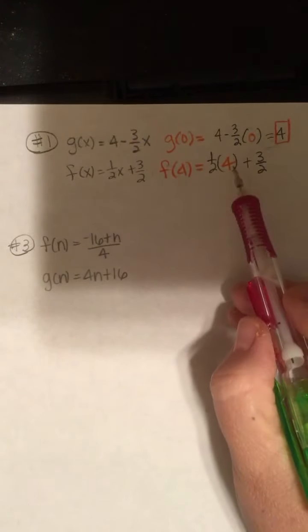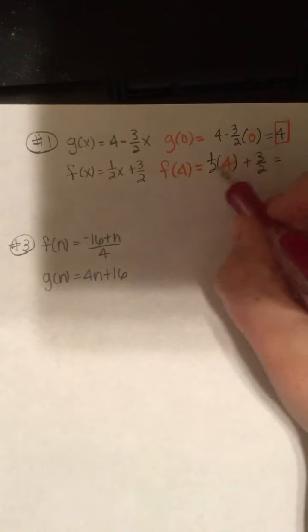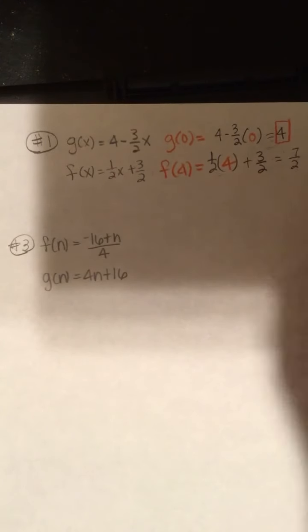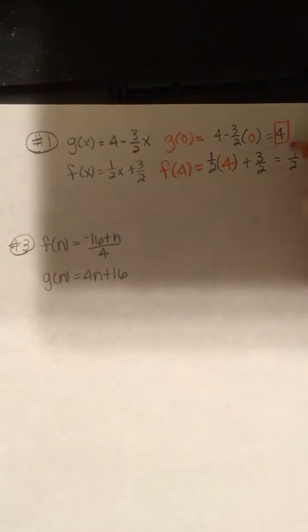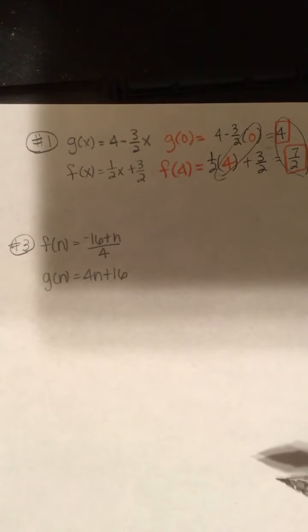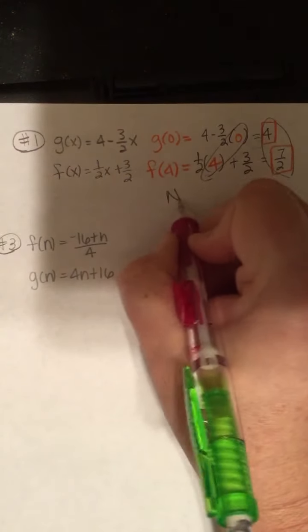Okay. When I multiply 4 times 1/2, I get 2. We have to have a common denominator, or you could think of this as 4 over 2. So 4 over 2 plus 3 over 2 gives me 7 over 2. Now, at this point, I need to compare. Are these two and these two the same, only that they've swapped spots? Okay, the answer would be no. So these are not inverses.